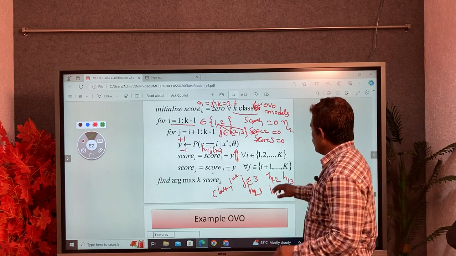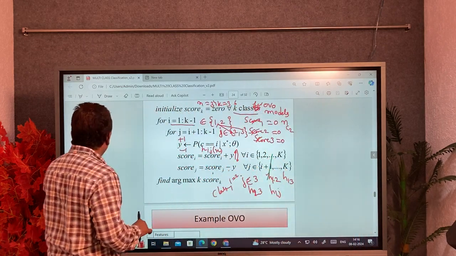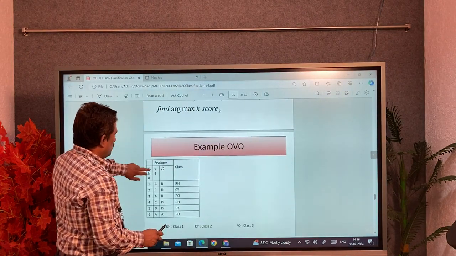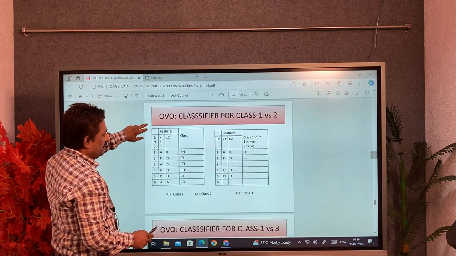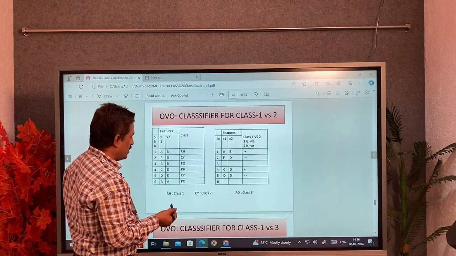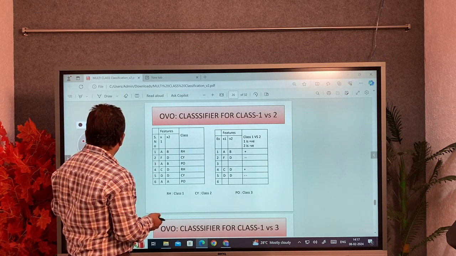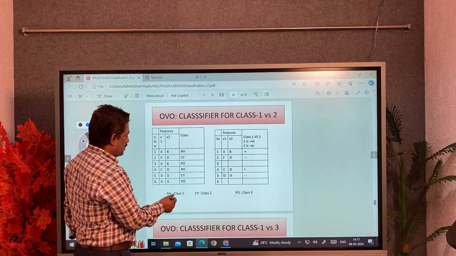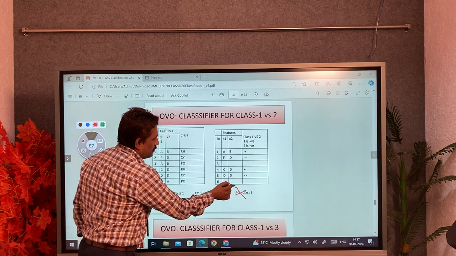Now, how do you modify the training data set for this 1 versus 1? This is the given data set. 1 versus 1 means only 2 classes should be there. So here I want to classify class 1 versus class 2. Class 1 is RH, class 2 is CY. So don't worry about the others, simply delete them.